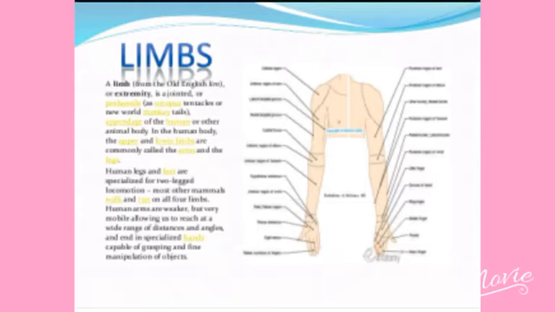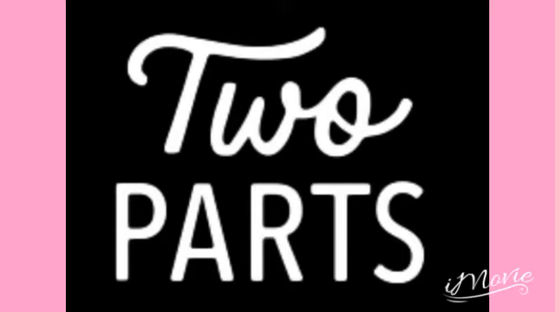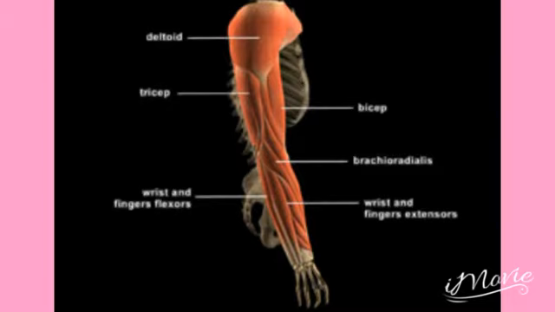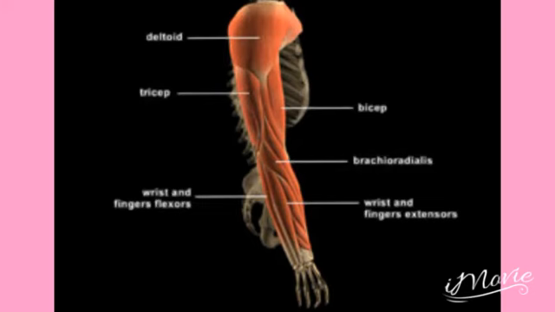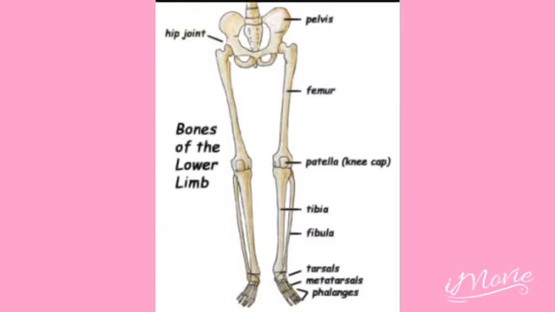Finally, we're gonna talk about our limbs. Your limbs are divided into two parts: your arms and your legs. Your arm has your brachioradialis, your deltoid, tricep, bicep, wrist and fingers flexors, wrist and fingers extensors. Your leg has your pelvis, hip joint, patella, tibia, fibula, tarsals, metatarsals, and your phalanges.